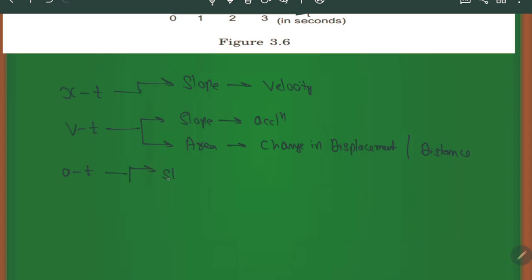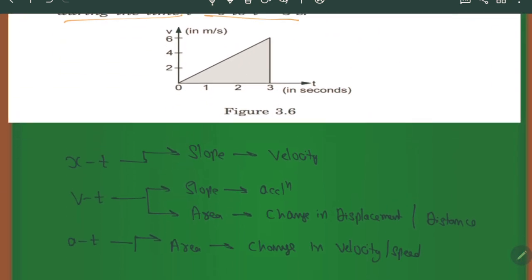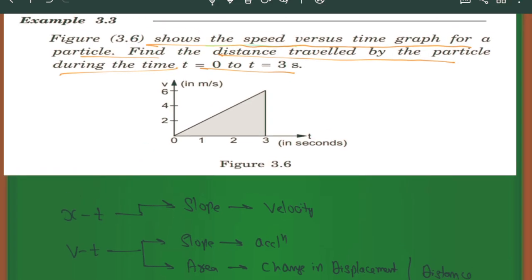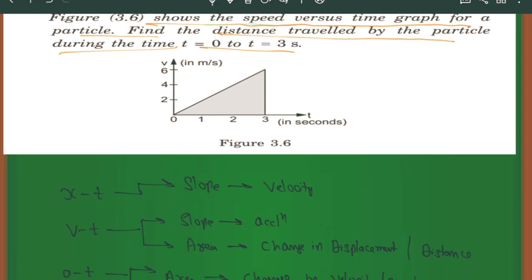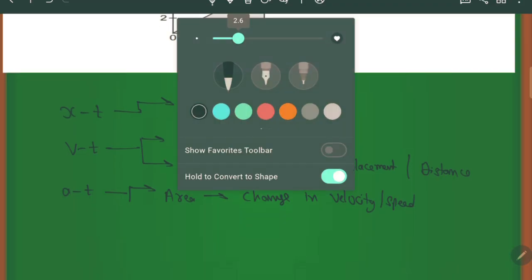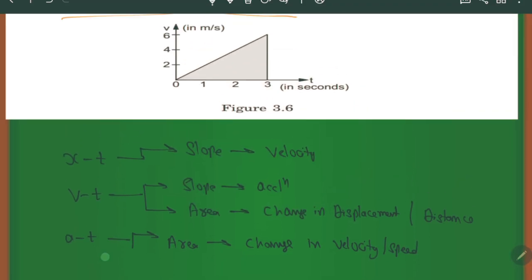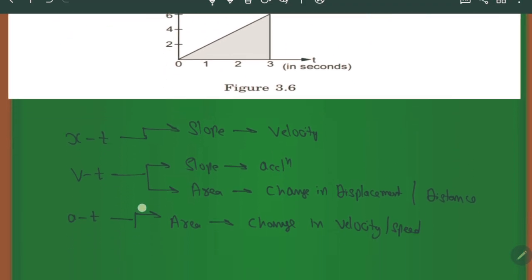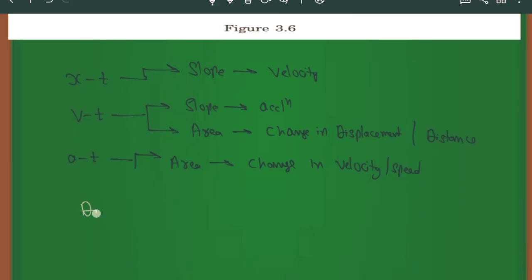Or in an acceleration-time graph, if you find the area, that gives you the change in velocity or speed, right? So now you see this is a velocity-time graph and they are asking for the distance covered. Distance means you just find the area, and this is a triangle, so you can directly find the area and you get the distance covered, right? So we want distance.